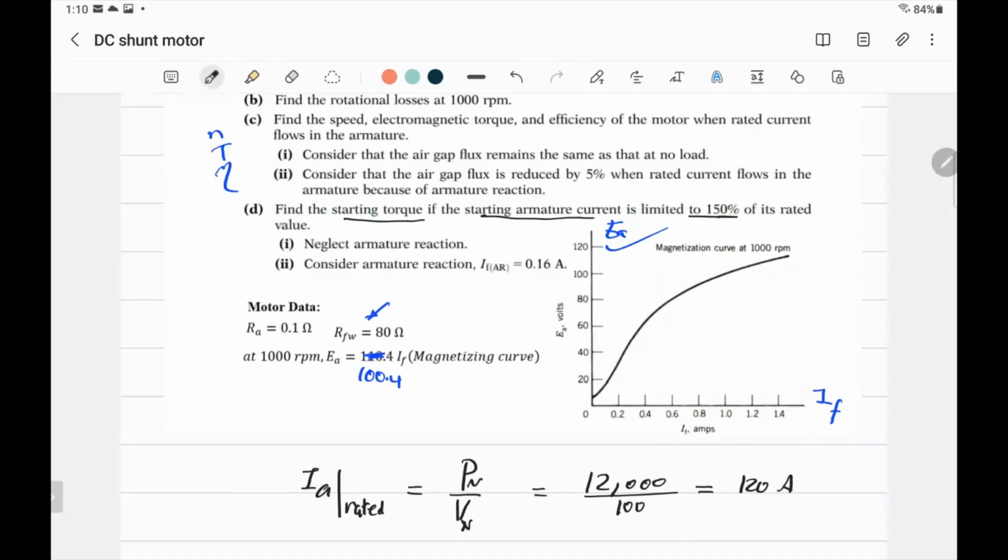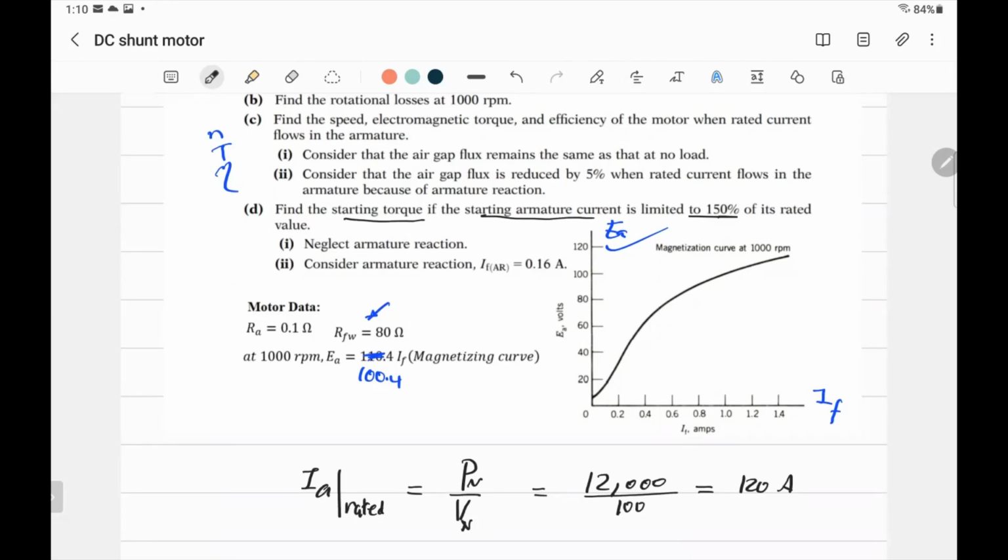You find the torque by multiplying the constant K phi by the current. K phi you can get from part C that we did. Now we have a new current. The starting current is 120 times 1.5. You multiply that by K phi to get the torque.